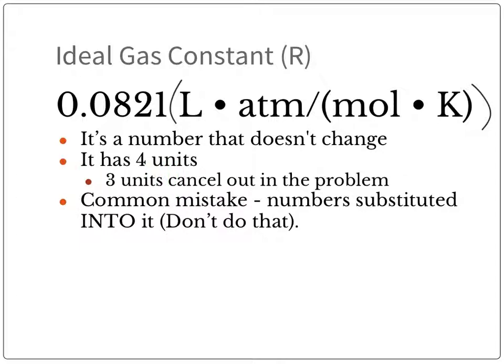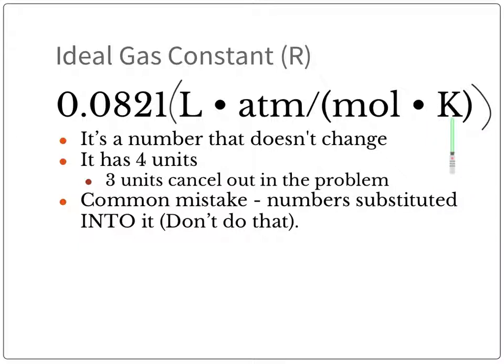That seems strange to a lot of you. In fact, you've never seen anything like this up until this point in chemistry. We've had numbers with individual units, but this is a constant number that has 4 units. Now the purpose of these 4 units is that 3 of them cancel out, and 1 does not. The number is always used as a multiplier, and the units are always used to cancel.